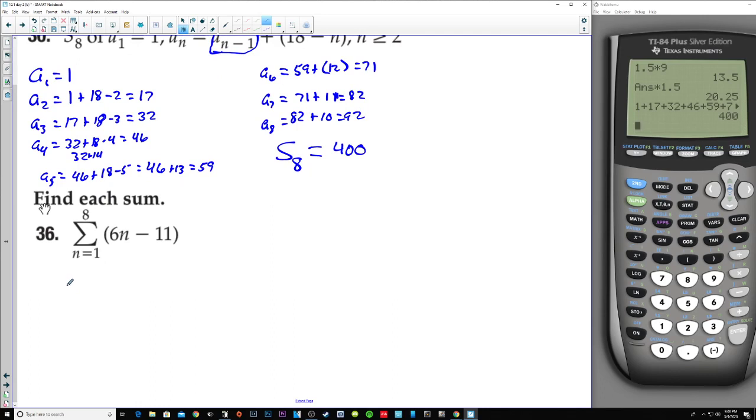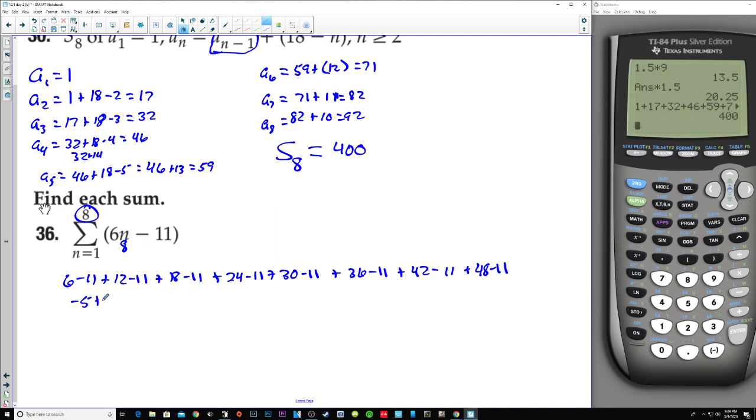Find each sum. We're going to do exactly the same thing, but this is an explicit formula, so there's no recursion here at all. So when we plug in 1, we get 6 minus 11. When we plug in 2, we get 12 minus 11. Plug in 3, 18 minus 11. Plug in 4, 24 minus 11. 5 is 30 minus 11. 6 is 36 minus 11. 7 is 42 minus 11. And finally, this tells us where to stop. We're going to plug 8 into this, which is 48 minus 11.